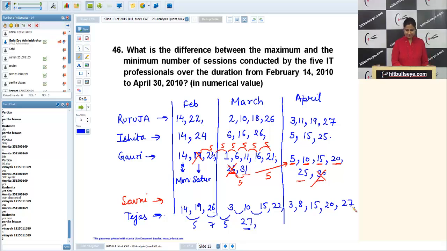So these were the data for all 5 IT professionals. Now you can answer your questions. It was a time-taking set, and with concentration only you can solve this set. Otherwise, mistake-prone set. Clear? The concept is clear, I guess. Okay, let us move further.